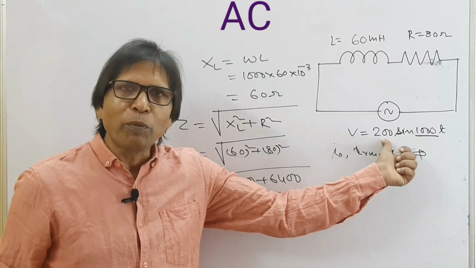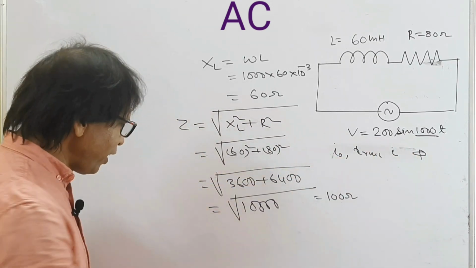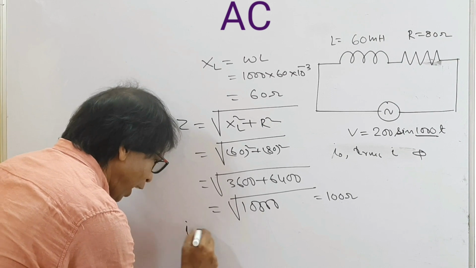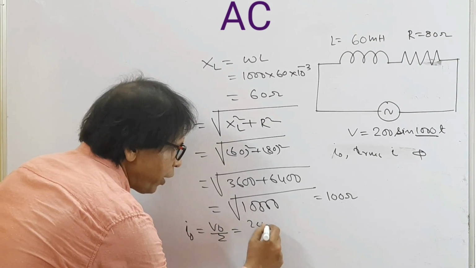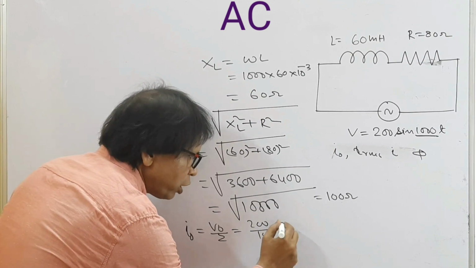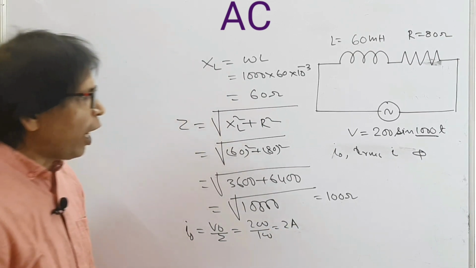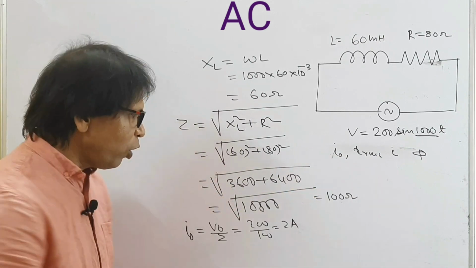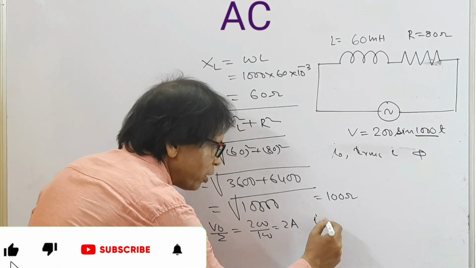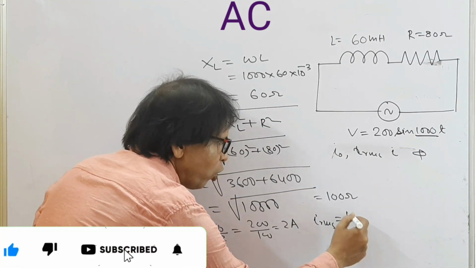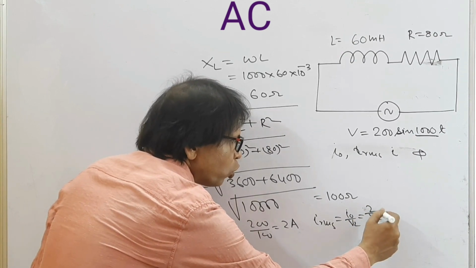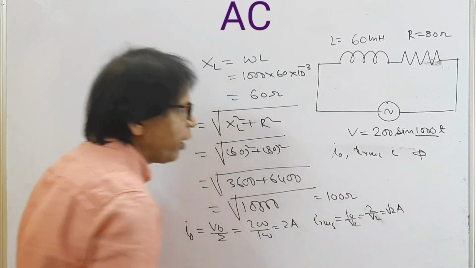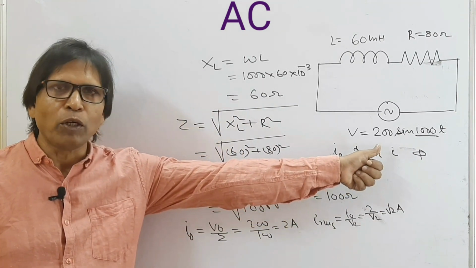Now this is the peak voltage. So what is the peak current? Look at this, the peak current I naught equals V naught by Z. So this is 200 by 100, so this is 2 ampere. Now what is the RMS value of current? I RMS equals I naught by root 2. So this is 2 by root 2, so this is root 2 ampere. Now the instantaneous value of current.